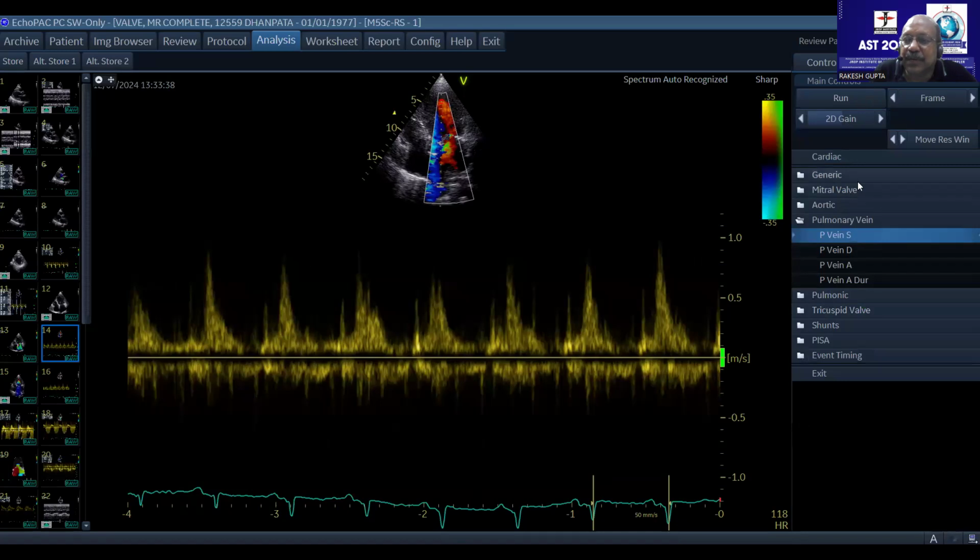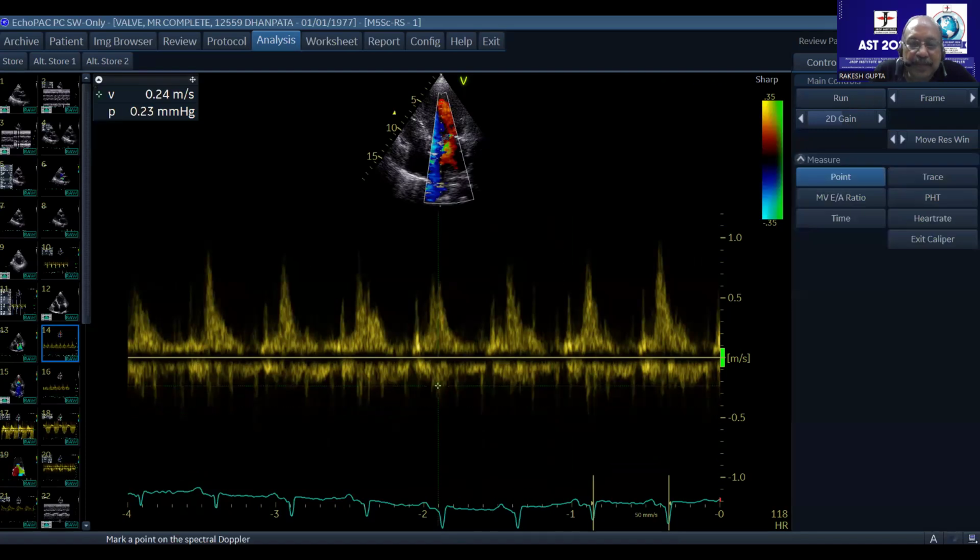I'll tell you how to do it. I'll need an M mode caliper. So I'll take a caliper. This is the beginning of a systole, correct? Can you see my cursors? Is it visible or not? Yes, sir. So from the beginning of a QRS complex to the end of a T wave, you see there's no flow.